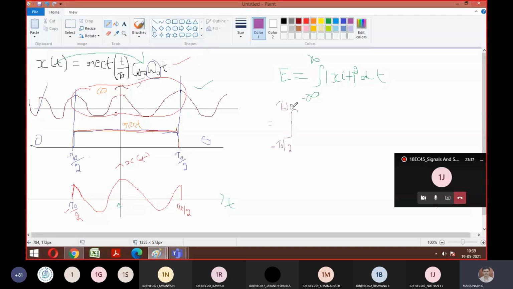Then what are you going to substitute in place of x of t? Are you going to take the rectangular function or the cosine function? Cos. What is the output? Good. Whatever output you got, this is your cos omega naught t. So you should write x of t is equal to cos omega naught t. Understood? Since it has magnitude to the whole square, here it is going to be what?